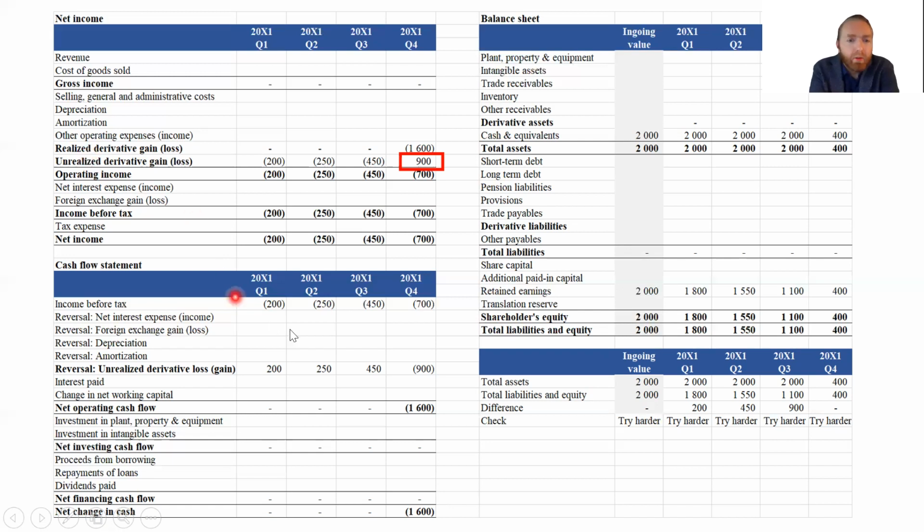Also note, a lot of things to note here, but what goes on here is that the unrealized derivative gains and losses are fair value changes, right? So they can't have a cash impact. So we have to reverse them here in the cash flow statement. So again, we see that it's only the realized, cash-settled component that has an impact here. It flows through the cash flow statement and into cash.